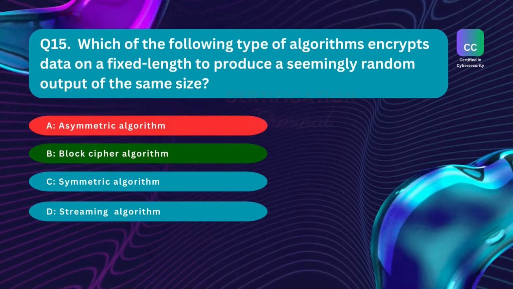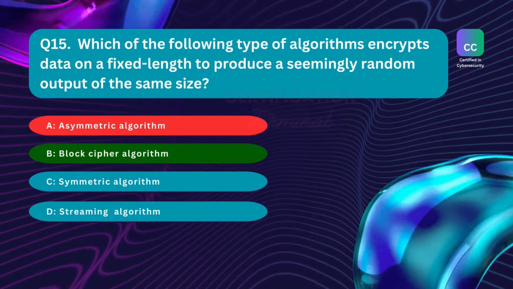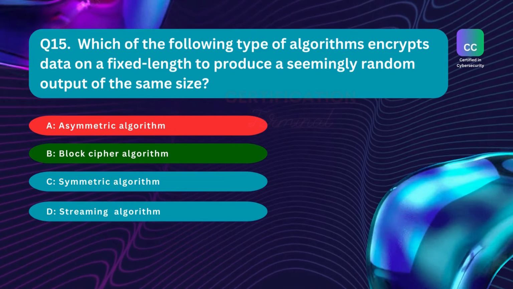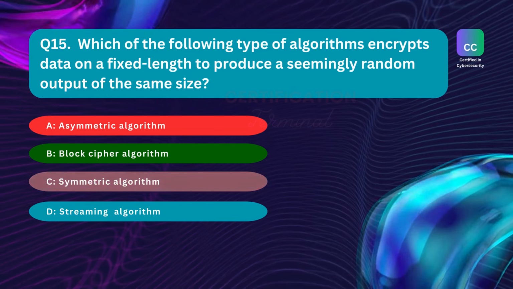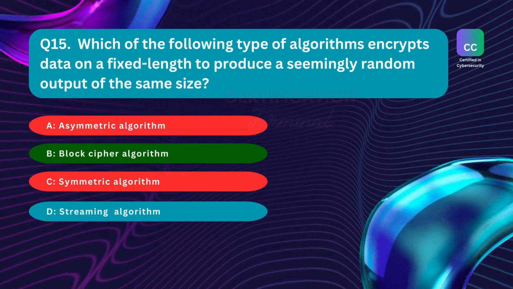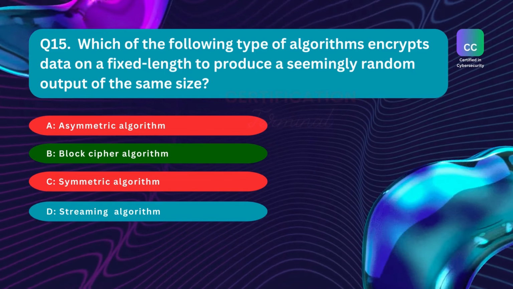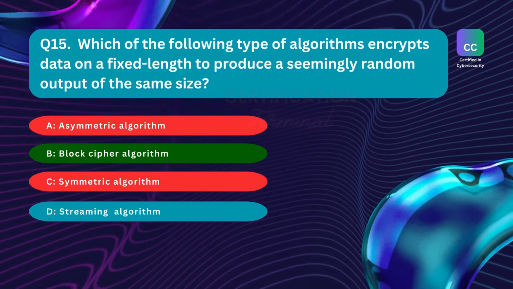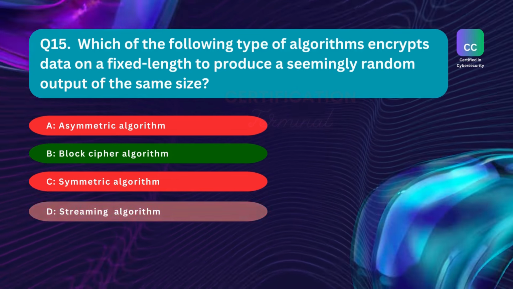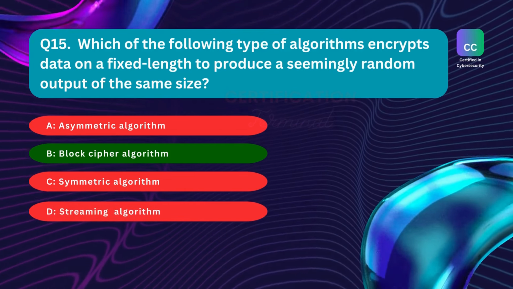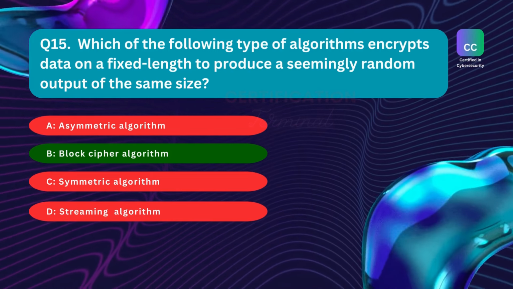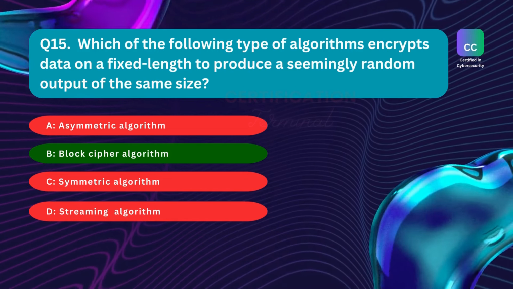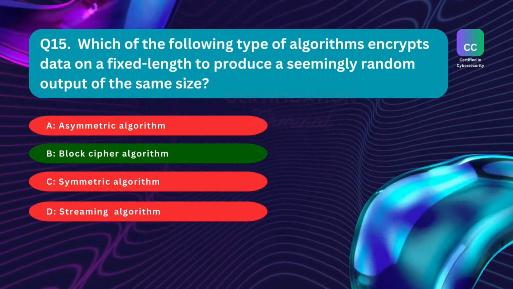Option A, asymmetric algorithms, is incorrect. In an asymmetric cryptographic process, one key is used to encipher the data, and a different but corresponding key is used to decipher the data. Option C, symmetric algorithms, is incorrect. Symmetric key algorithms are sometimes referred to as secret key algorithms. In this algorithm, a single key is used for both encryption and decryption. Option D, streaming cipher algorithms, is incorrect. A stream cipher encryption is a method of encrypting text, in which a cryptographic key and algorithm are applied to each binary digit in a data stream, one bit at a time.